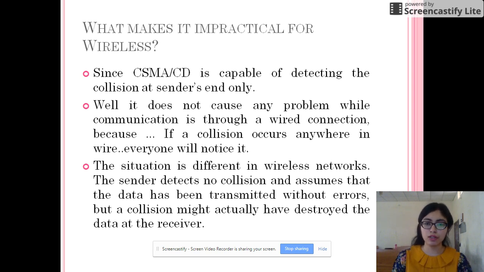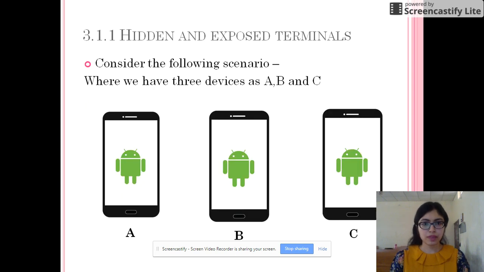So what makes it impractical for wireless? CSMA/CD is capable of detecting collisions at the sender's end only. It does not cause any problem in a wired connection, because if a collision occurs anywhere in the wire, everyone will notice it. The situation is different in wireless networks. The sender detects no collision and assumes that the data has been transmitted without errors, but a collision might actually have destroyed the data at the receiver. So its two basic problems are hidden and exposed terminals, and near and far terminals.